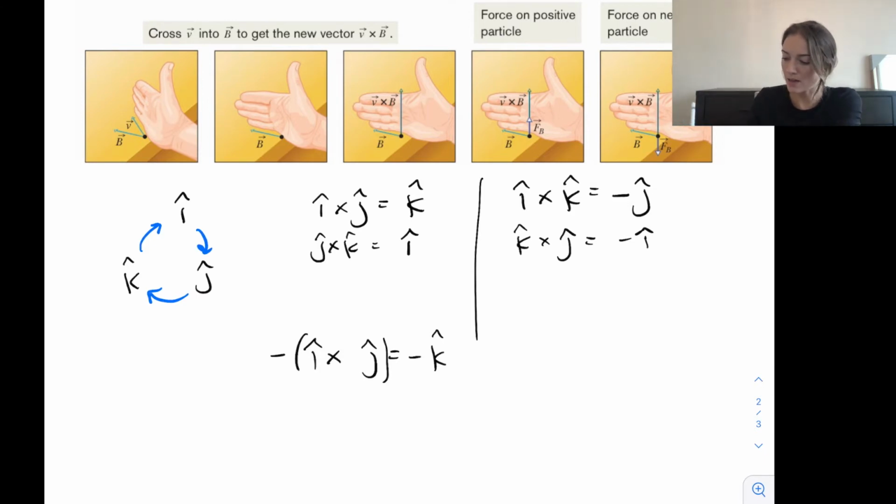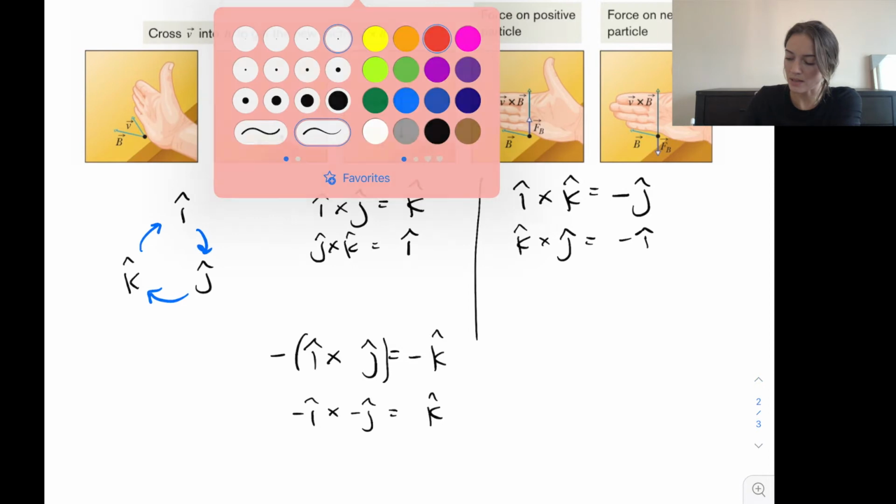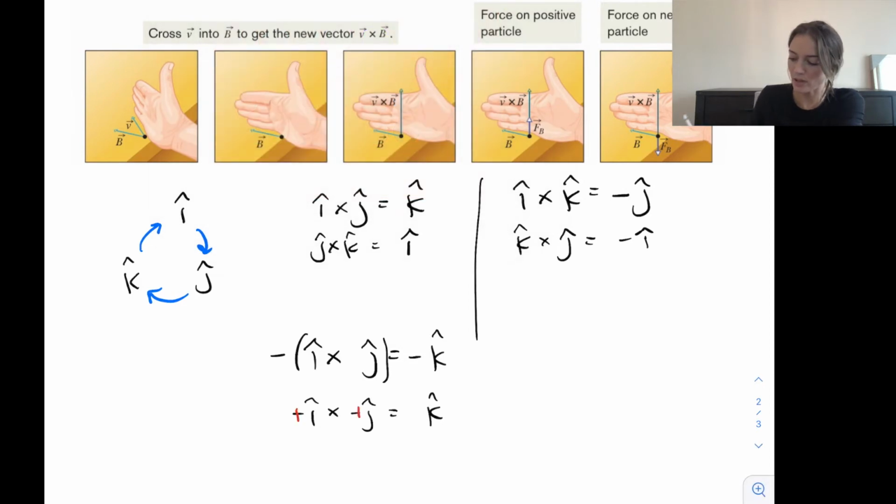So you can factor negative signs out just like you would in normal multiplication. Similarly, if instead I had negative i hat cross negative j hat, my negative signs just cancel out and I'm just left with k hat. This would be the same as i hat cross j hat, which is equal to positive k hat.